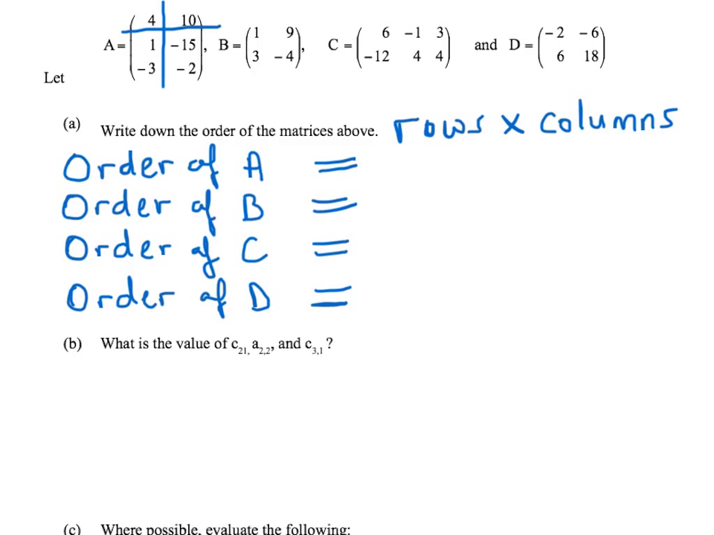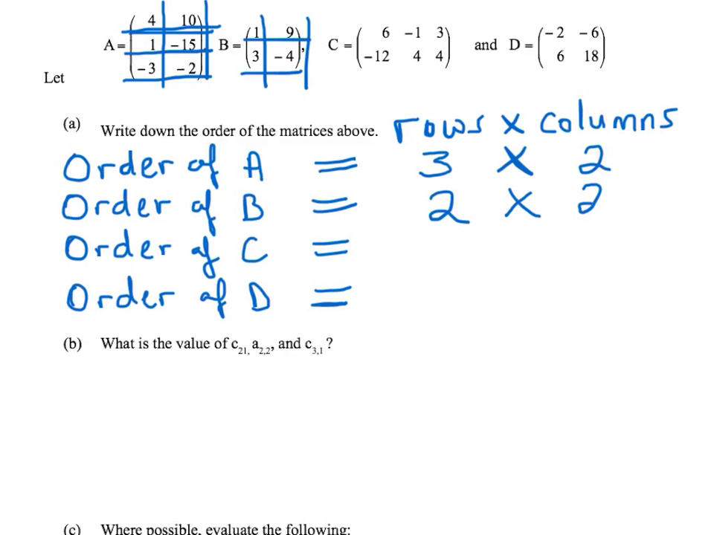So if we write out the answer, order of A has 3 rows, 1, 2, 3, so 3 rows by number of columns is 2, 1, 2, so 2 columns. The order of B has 2 rows, 1, 2, and it has 2 columns, 1, 2, so it's a 2 by 2 or a square matrix. The order of C, it has 2 rows, so I'll go down 2, and it has 3 columns. And the order of D is the same as B, it's a 2 by 2 matrix.